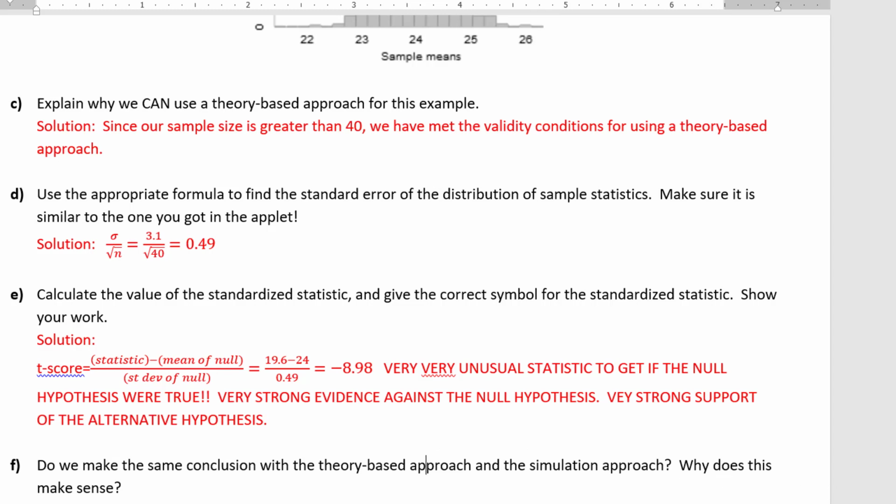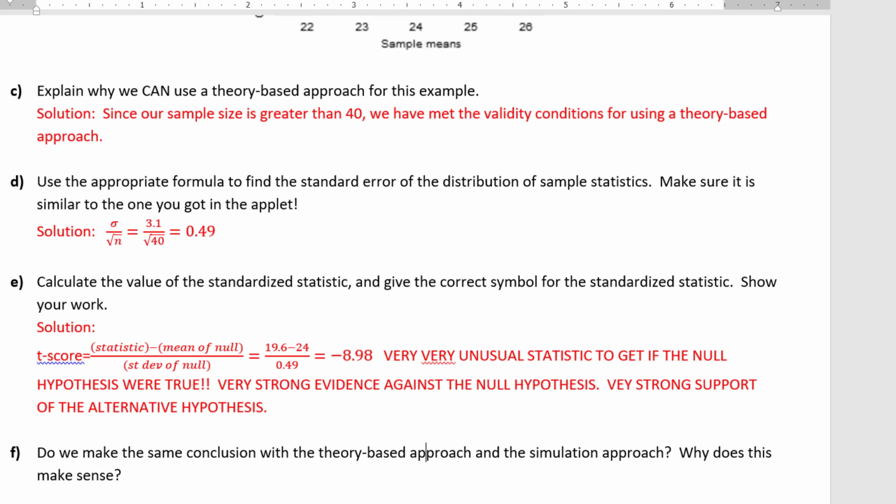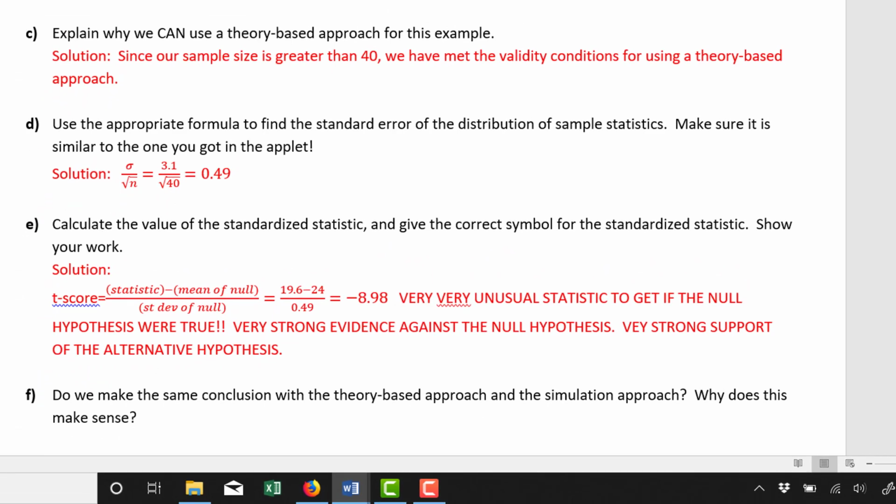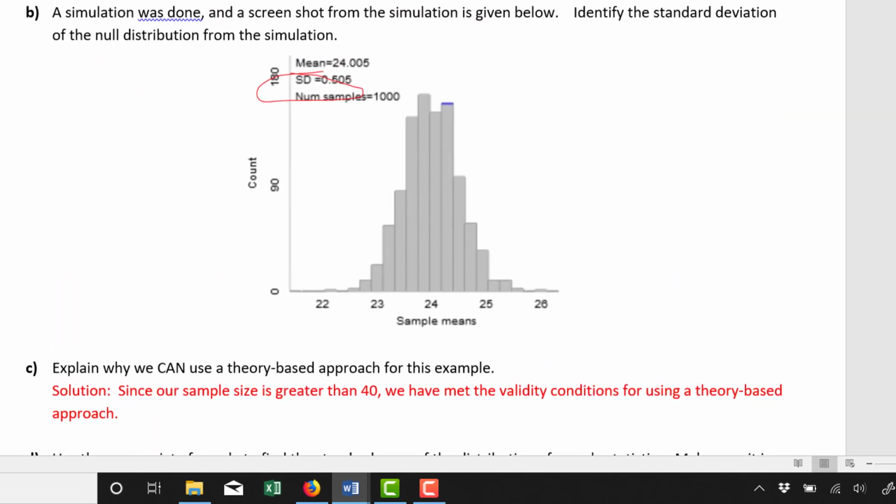And then finally, part F asked if we make the same conclusion with the theory-based approach as we make with the simulation-based approach. Yes, we do. If you come up here, here is the null distribution from the simulation. You see it's centered at 24, and our observed statistic of 19.6 is off the charts low. It would have a p-value of 0. There are no simulated samples like that.